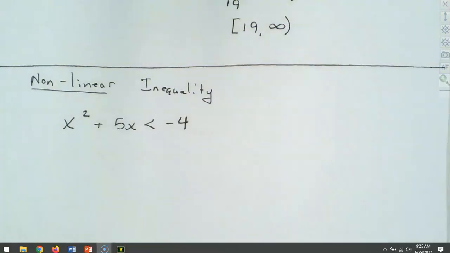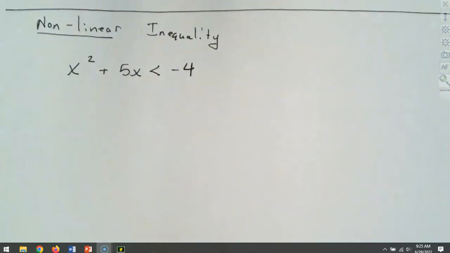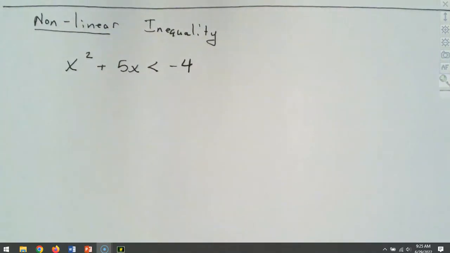And I'm going to make this one very, very simple as well. Okay, so what we're going to do is we're going to solve this, and we're going to treat it like it was an equals. And then once we've done that, we're going to get our answers, but they're critical points. And they go back on the number line. And then we have to check regions.